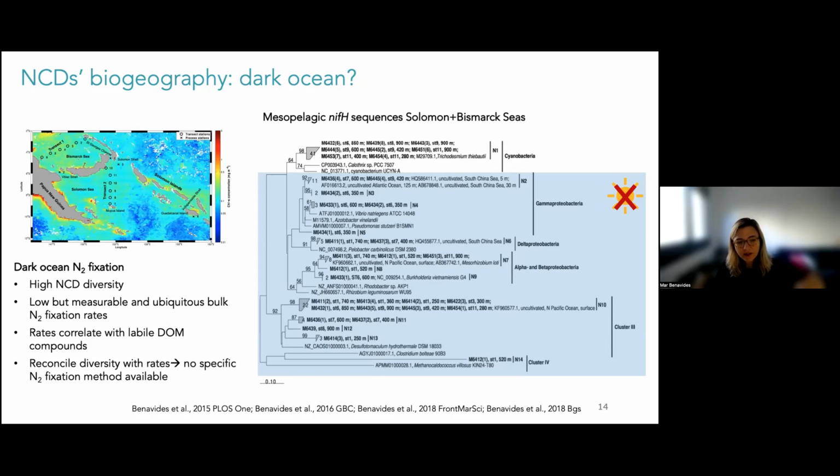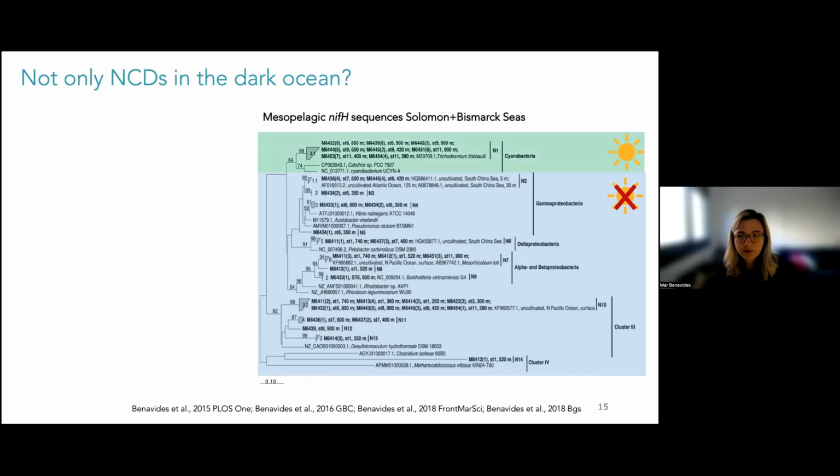But thus far, it has been hard to reconcile this huge diversity with actual nitrogen fixation rates, because there is currently no specific method to measure nitrogen fixation in particular groups. So you will always measure the bulk rate, the sum of the activity of every organism in your sample, and of course diluted as well by the organisms that are not actually fixing any nitrogen at all. However, something you may have noticed in this slide is that cyanobacteria were also there.